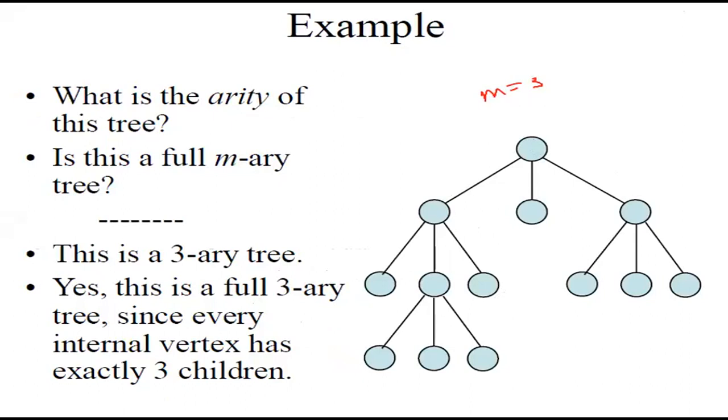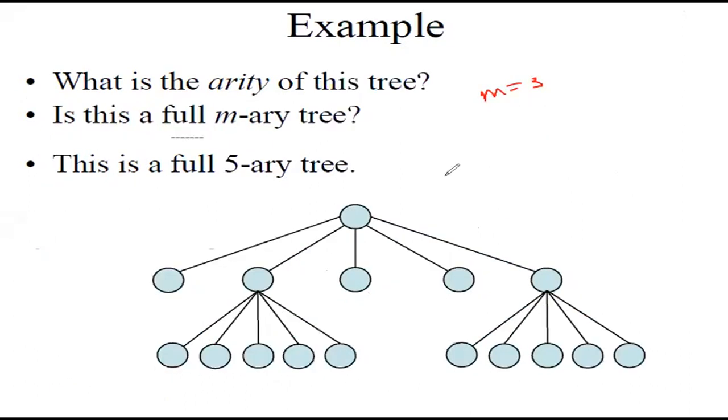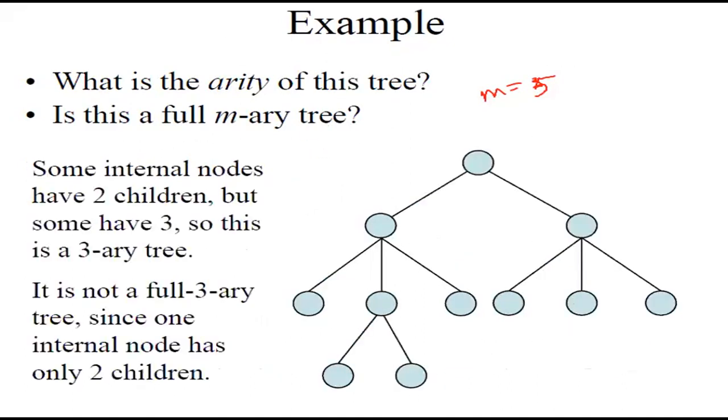Now after that, the next is, what is the value of m here? In this case, m is equal to 5. And is this full? Yes. Whatever vertex has children, they have exactly 5 children. So yes, it is a full tree.